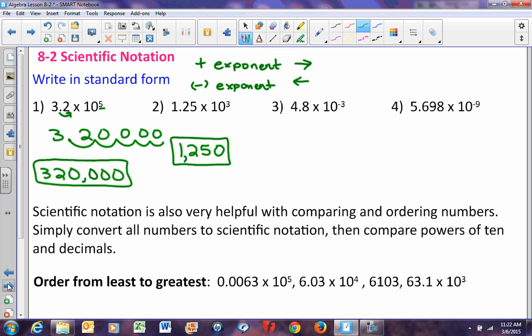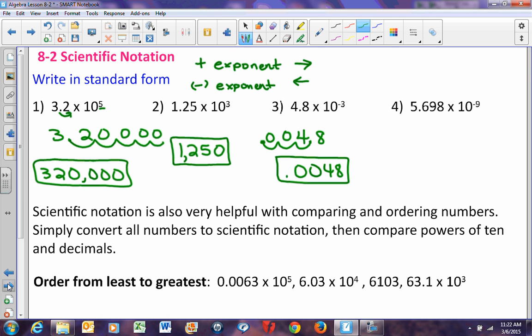4.8 times 10 to the negative 3rd. So here I have 4.8. Negative 3rd means I'm going to go left. I'm moving my decimal point to the left because it's a negative exponent. So 1, 2, 3, put the decimal point there, put zeros in front of it. So it becomes 0.0048. 48 ten thousandths.